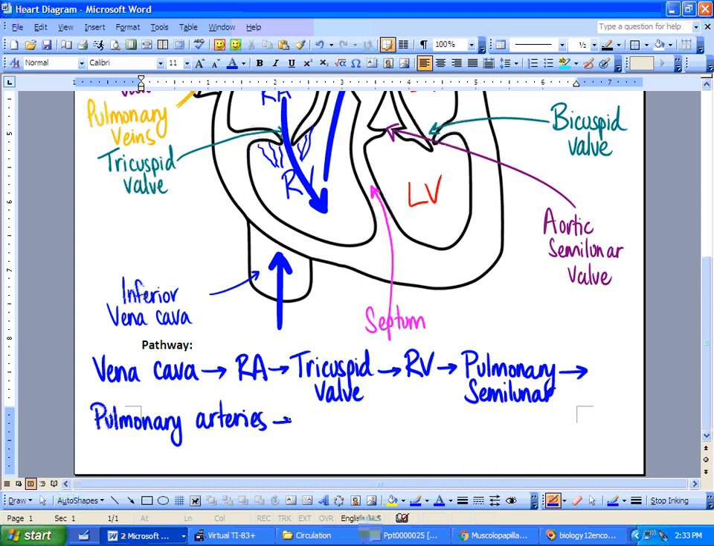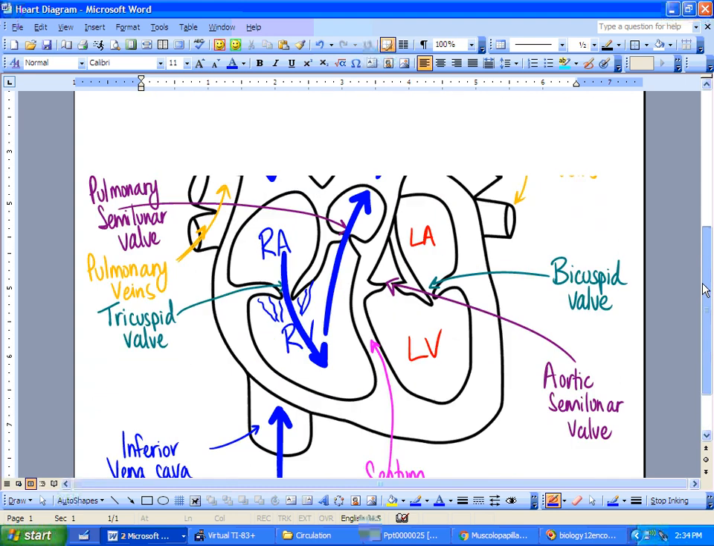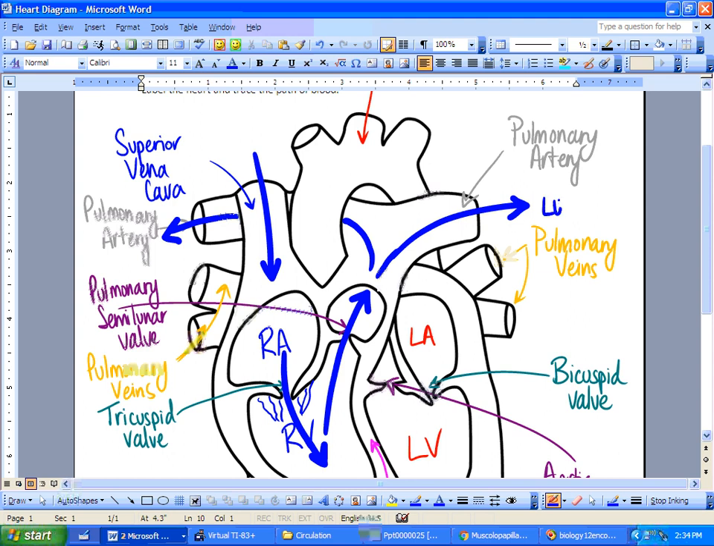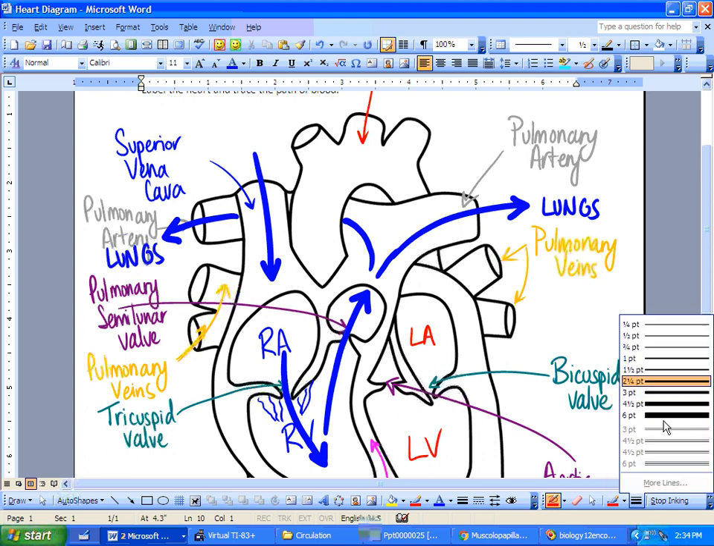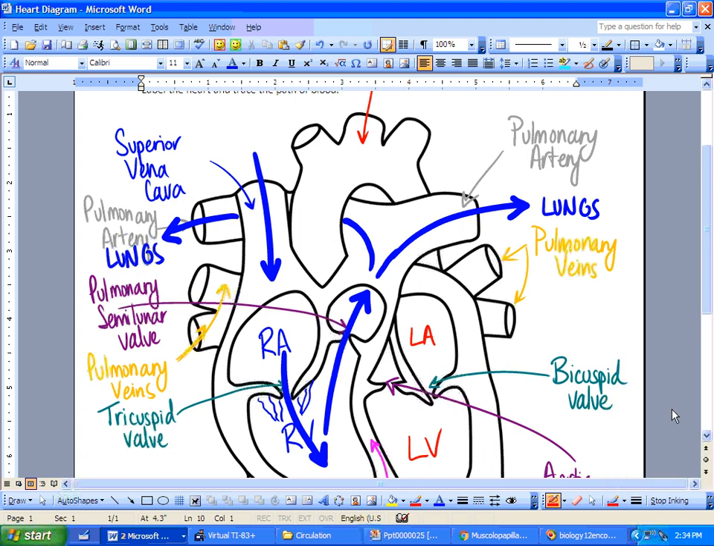And from the pulmonary arteries, we get to the lungs. And that's where gas exchange is going to happen. Lungs. So now the blood becomes oxygenated. So I'm going to switch colors here and show this as red to represent that now we have oxygenated blood. That oxygenated blood is now going to come back to the heart via the pulmonary veins.